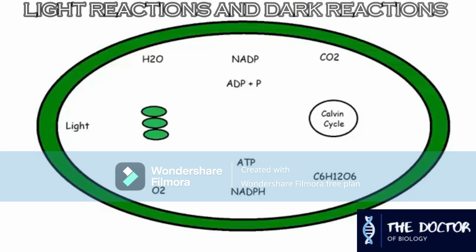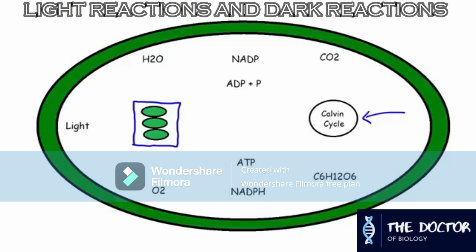Photosynthesis can be broken down into two stages: the light-dependent reactions and the light-independent reactions. The light-dependent reactions occur inside of the thylakoids within the chloroplasts. The light-independent reactions, which is basically the Calvin cycle, also known as the dark reactions, occur in the stroma of the chloroplasts.